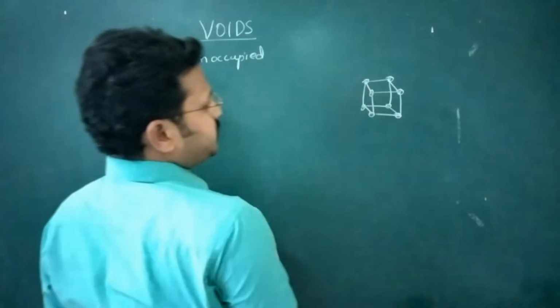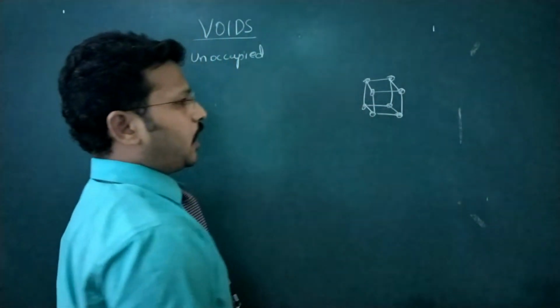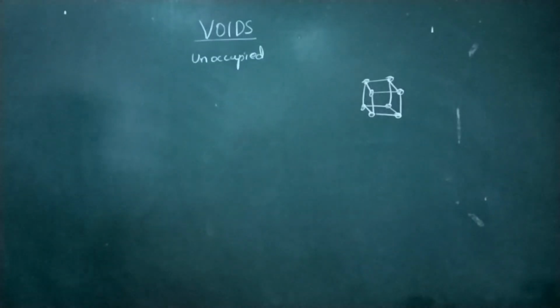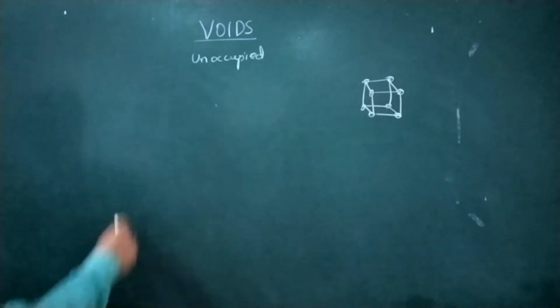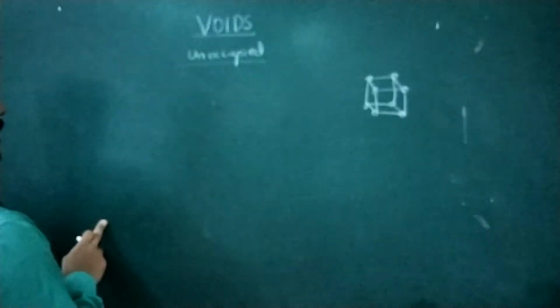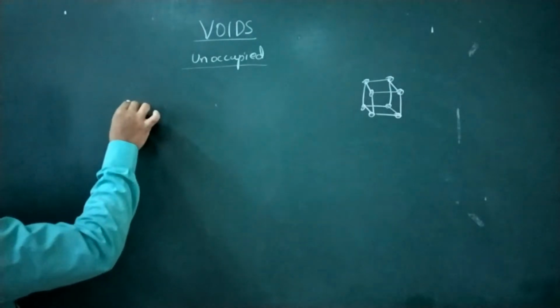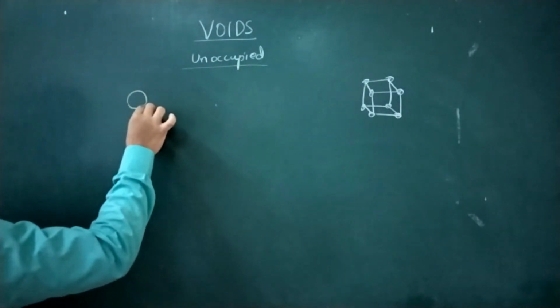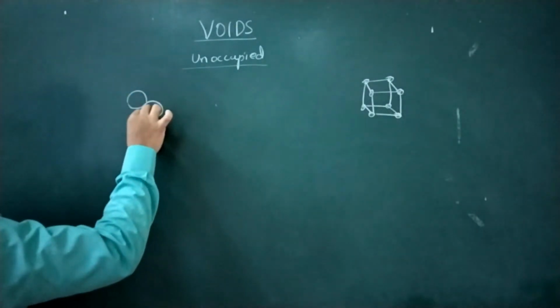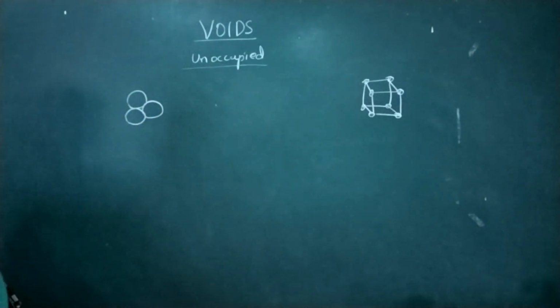The voids are spaces which are unoccupied. The empty spaces are called voids. Here we are going to find the types of voids and the coordination number with respect to the types of voids. First, we are considering 3 atoms, at the very minimum 3 atoms connected.